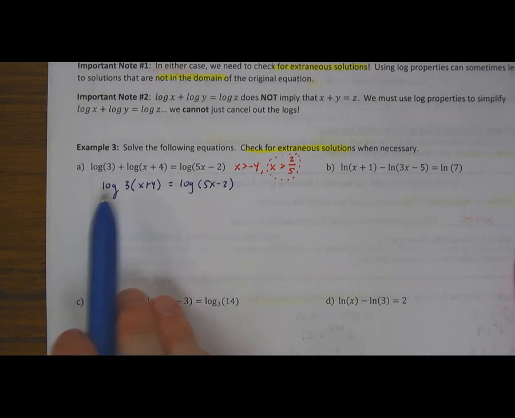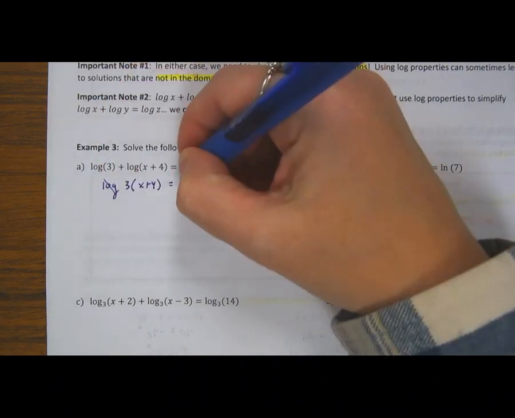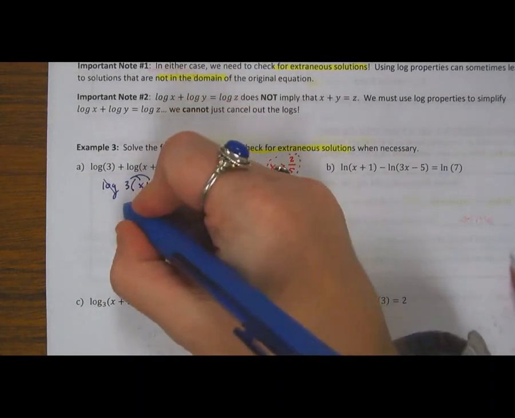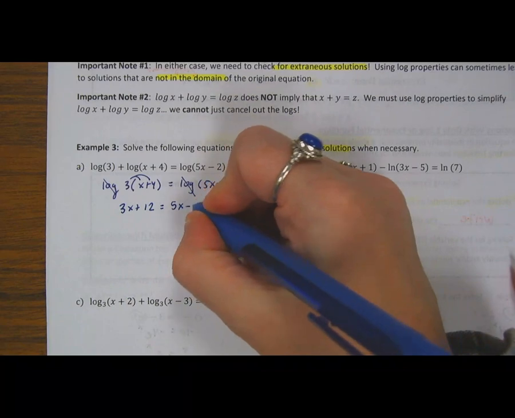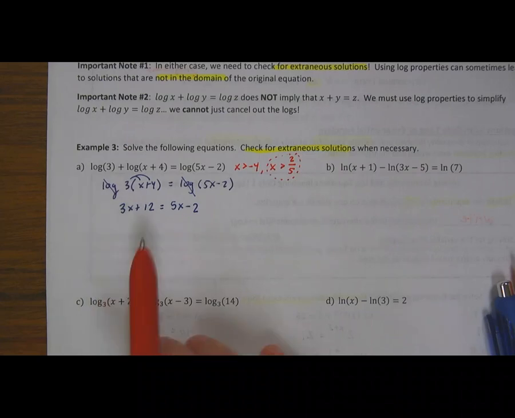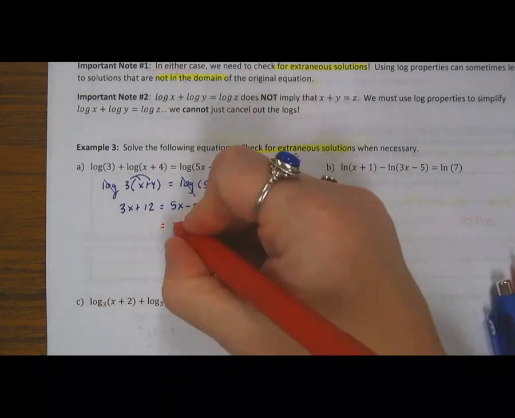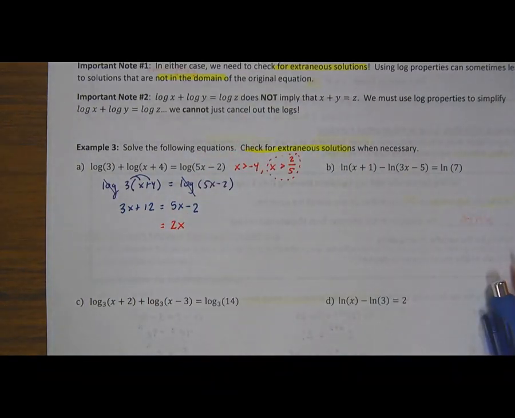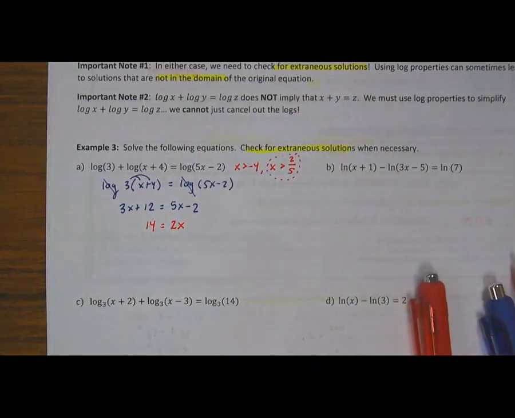Now I have a single log isolated on each side. So I get to do this really cool thing where those just cancel out and I'm just solving this linear equation. I'm going to distribute: 3x plus 12 equals 5x minus 2, and we're going to solve for x. You should be able to handle this, but I'm going to subtract 3 from each side. I always like to keep my x values positive. I'm going to subtract 3x from each side. I'm going to add 2 to bring it over here to the left, and I'm going to divide by 2.